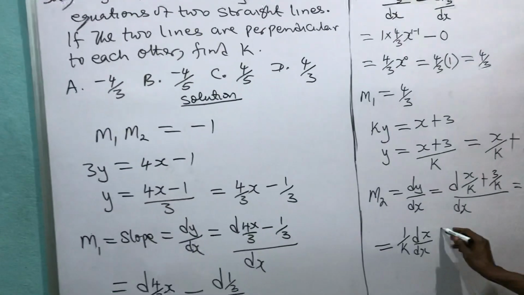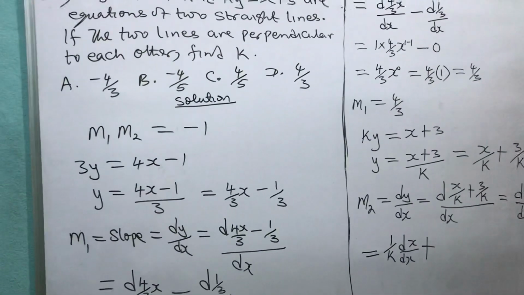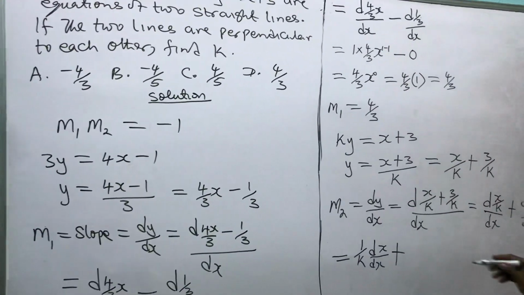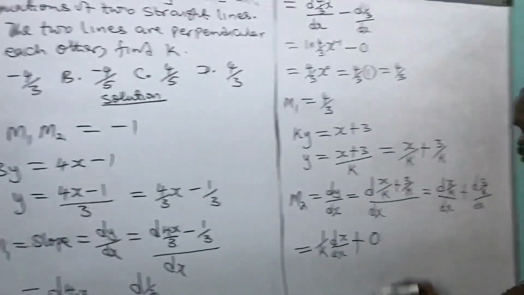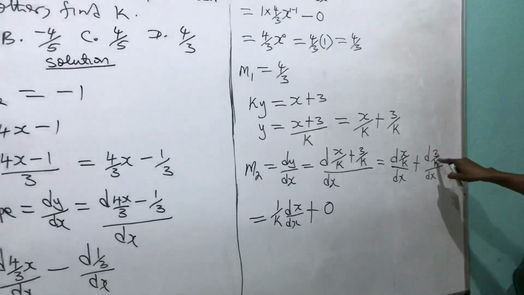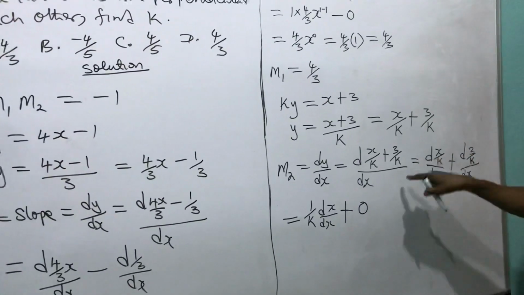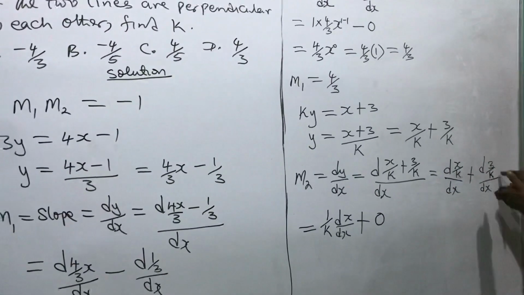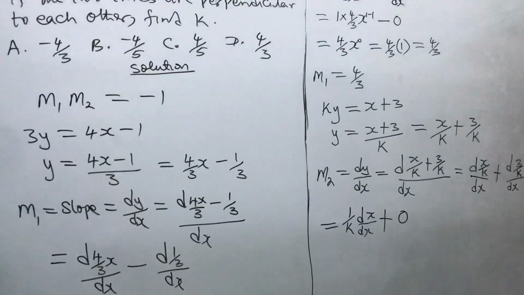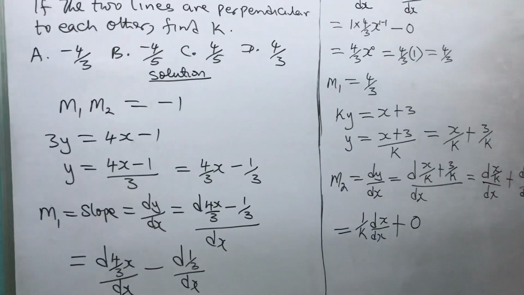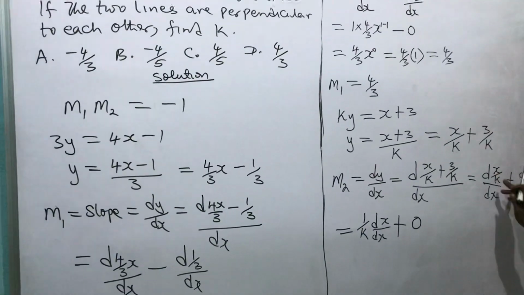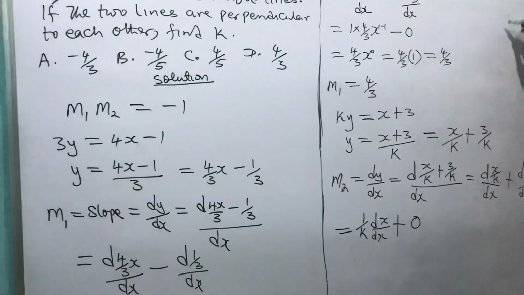Plus, this term doesn't contain x. What does it mean? When I differentiate it, what I'm going to get is 0. This term does not contain x, so we have 3 over k, and we are differentiating this in respect to x. If it doesn't contain x, when we differentiate it, we get 0. That means it's a constant. And this term contains x. Therefore, k comes out.